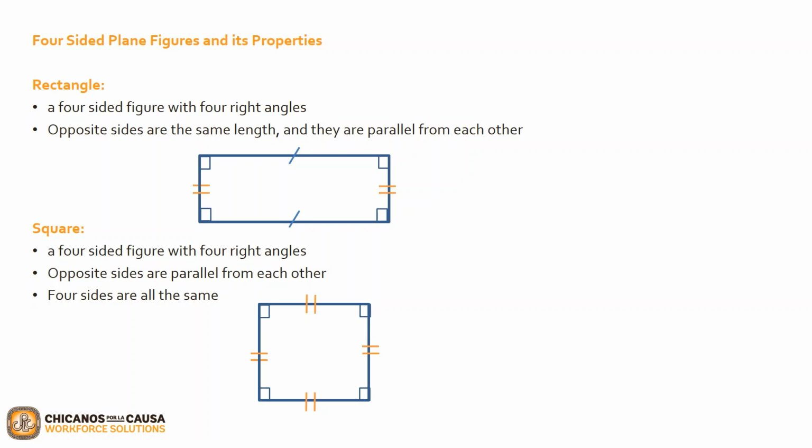Now let's look at another plane figure, a very familiar one, a square. So the square is also a four-sided figure with four right angles, and it also has opposite sides that are parallel to each other. However, the main difference between a rectangle and a square is that with a square, all four sides are the same length. Ergo, the same markings. So as you can see, all of the lines that form the square have the same markings, telling you that it is the same length and it's a square.